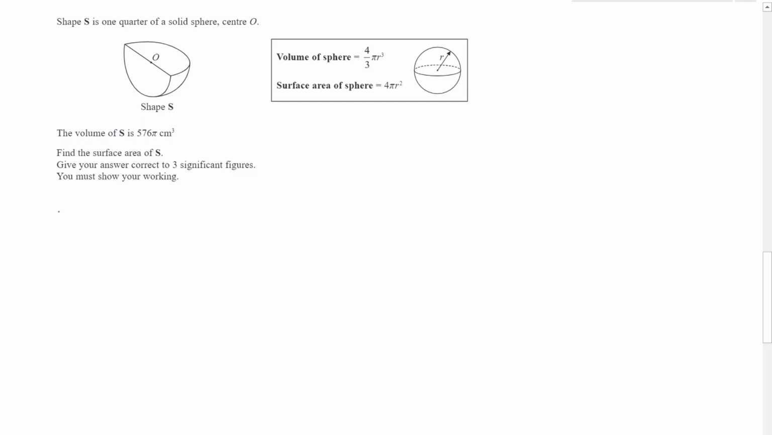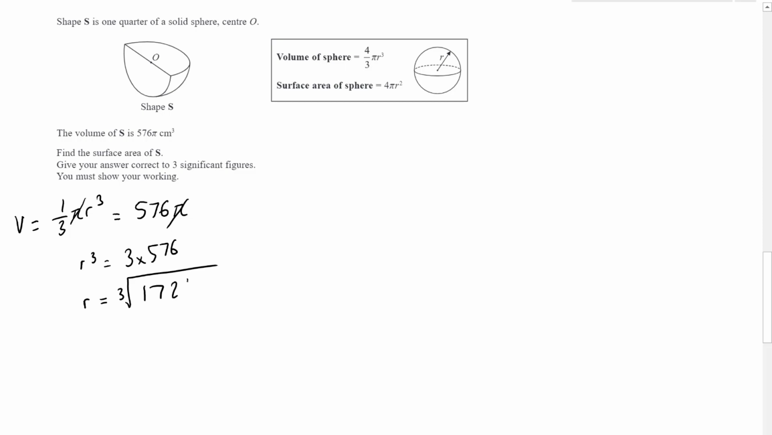So we know that the volume of a sphere is 4/3 pi r cubed, but S is 1/4 of a solid sphere, so we have to divide this by 4. These 4s are going to cancel, and so actually what we'll be left with is that the volume of this shape S is just 1/3 pi r cubed, and that's equal to 576 pi. Now we have a pi on both sides here, so we can cancel pi, and then r cubed is going to be 3 times 576, multiplying this 3 up here. So r is going to be the cube root of 3 times 576, and 3 times 576 gives you 1728. If I take the cube root of that number, it is just 12. So r is equal to 12 centimeters. Now I know it's centimeters because this volume up here is in centimeters cubed.